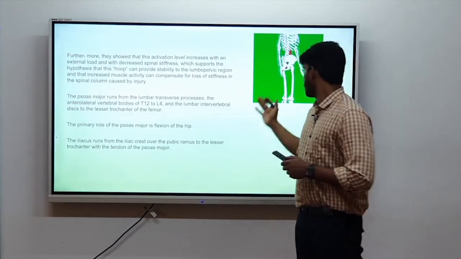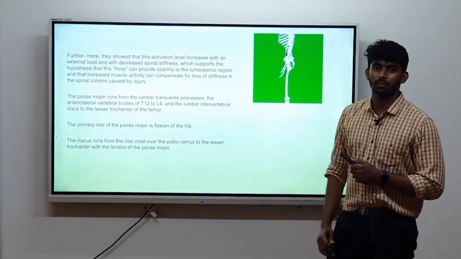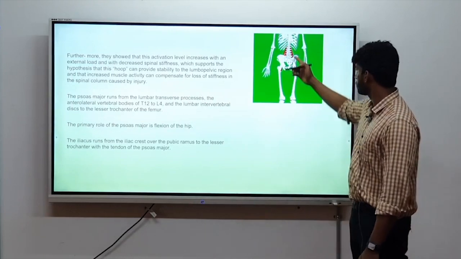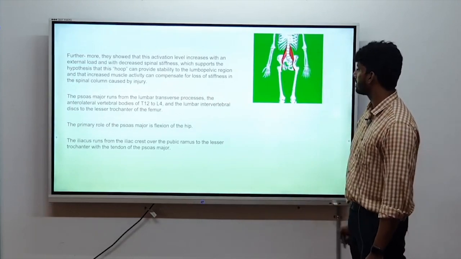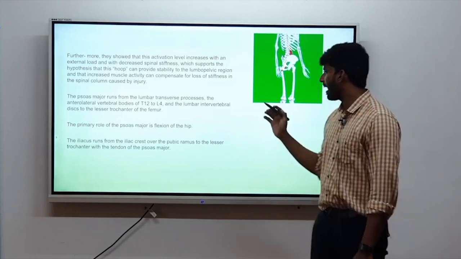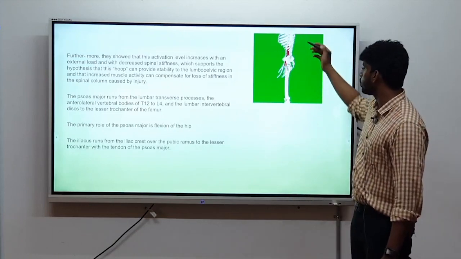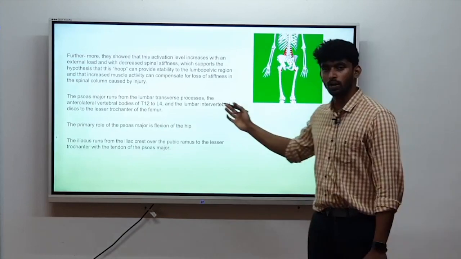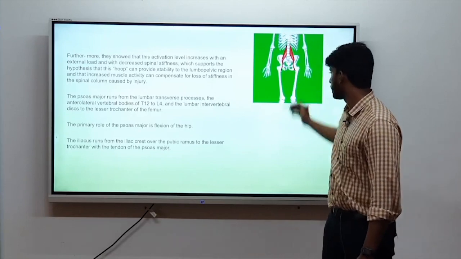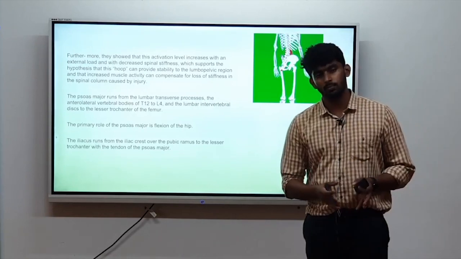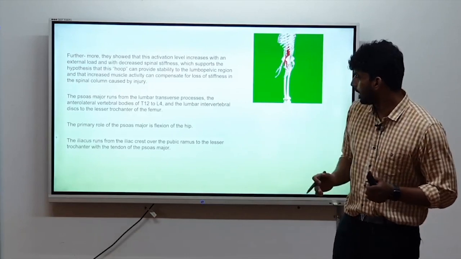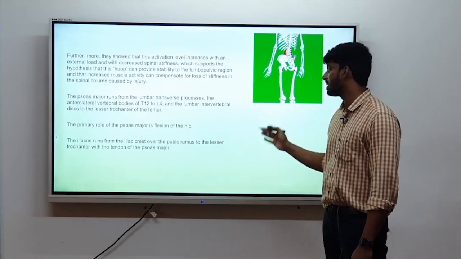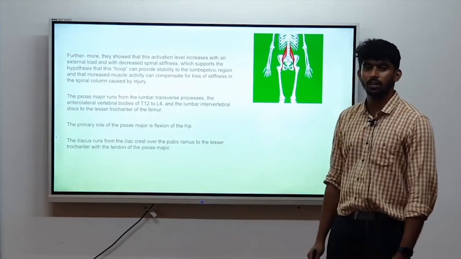The psoas major is one of the important muscles which I want to explain. The psoas major runs from the lumbar transverse processes and the anterolateral vertebral bodies of T12 to L4, and it descends down to the lesser trochanter of the femur. You will be able to see it here. The primary role of the psoas major is hip flexion. The iliacus runs from the iliac crest over the pubic ramus to the lesser trochanter with the tendon of the psoas major.